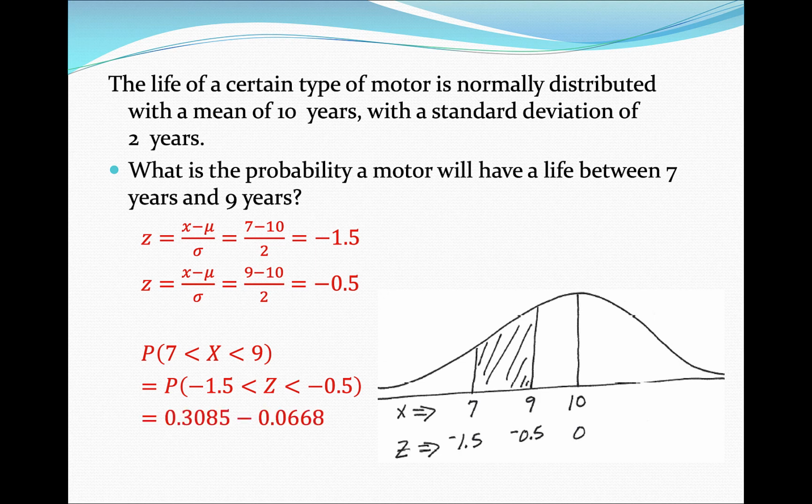If you look up negative 0.5, you'll get 0.3085. If you look up negative 1.5, you'll get 0.0668. Subtract those. That gives us the probability we're trying to find, which is 0.2417.